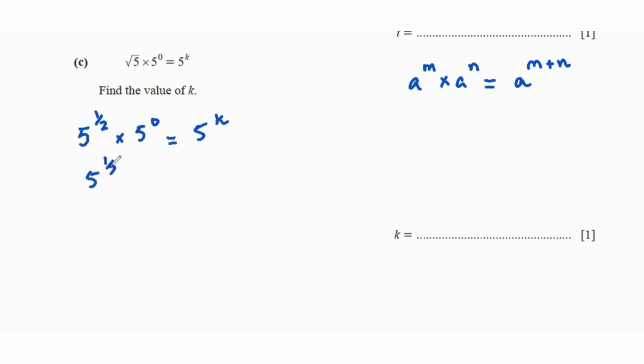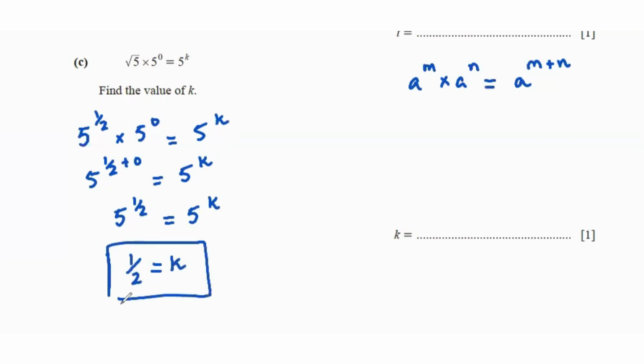Now we add the powers. So 1 over 2 plus 0, that's going to be 1 over 2. Whenever the bases are the same on both sides, we can put the powers equal to each other. And this is your answer.